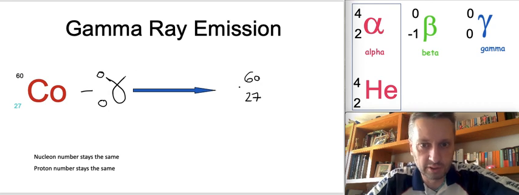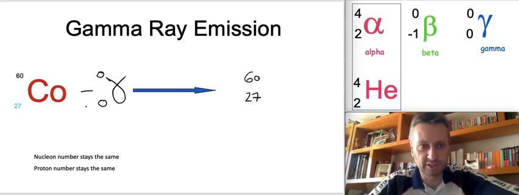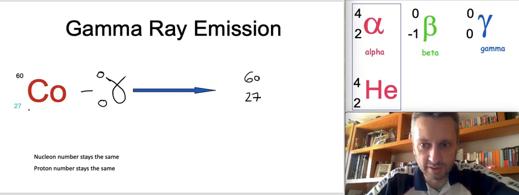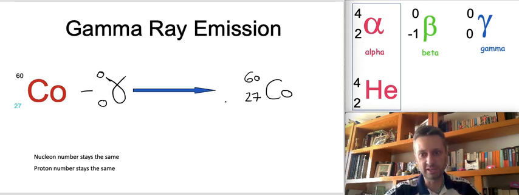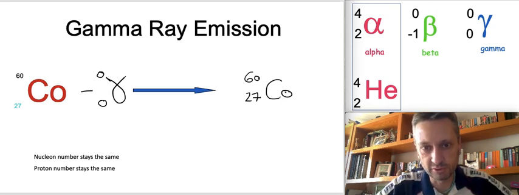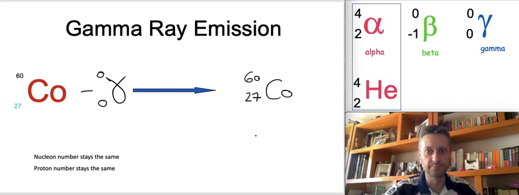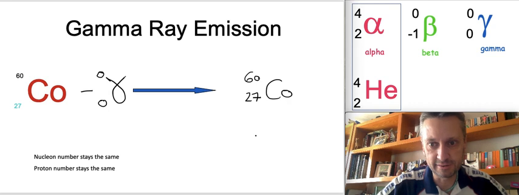And therefore, I don't need to even look this up in the periodic table. I know that the element with a proton number of 27 is still cobalt. It's just cobalt-60 with less energy in the nucleus, so therefore it's more stable. So that's by far the easiest type of equation to do. Okay, that's it, I think.